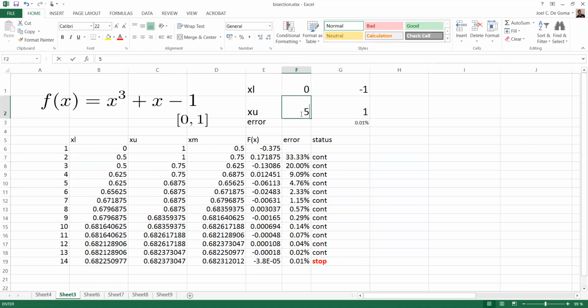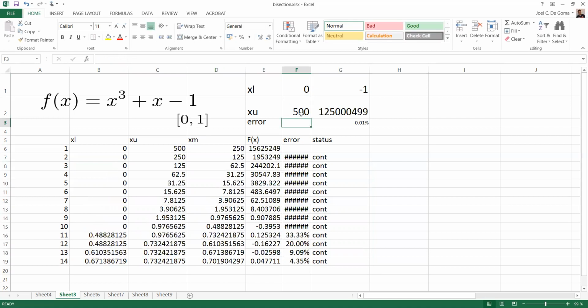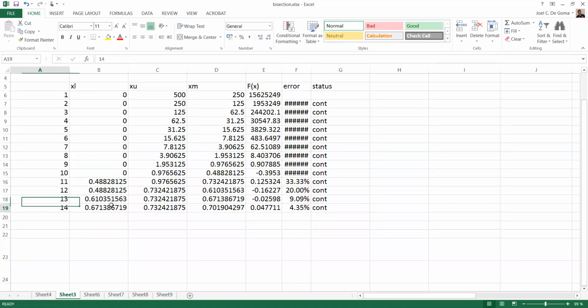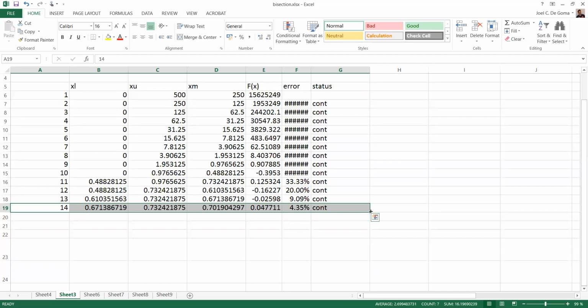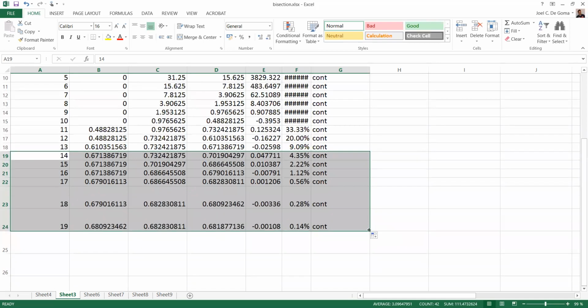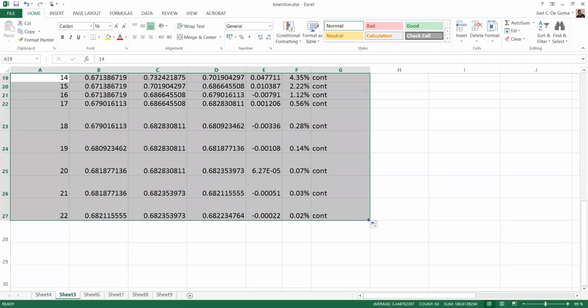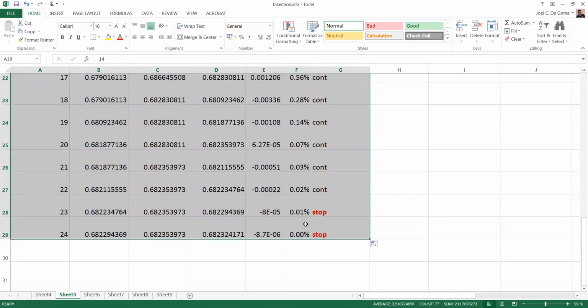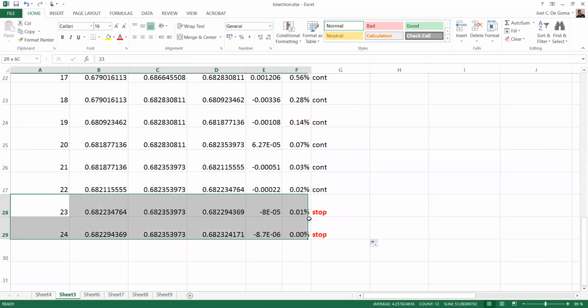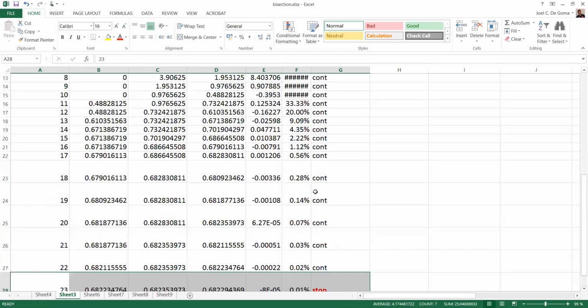But in case you want to get the other points, you could change the range. So you could do 500 here. If we have a bigger range, definitely you're going to have more steps until we get the desired result. As you can see here, we're getting the previous result, but with more steps than the previous one.